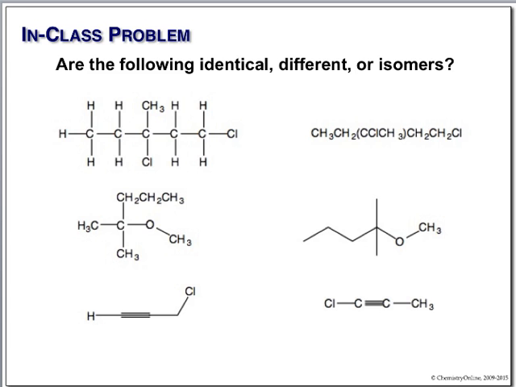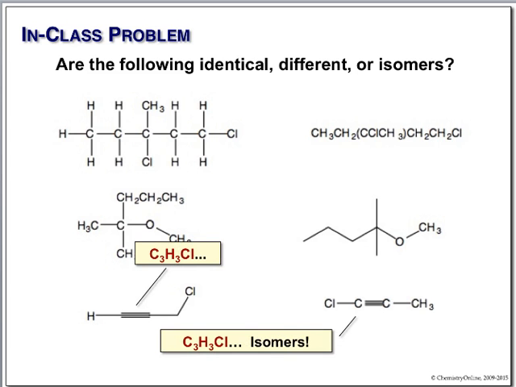Our carbon chain is 1, 2, 3. Our carbon chain here is 1, 2, 3. We have a chlorine in both. We have the same molecular formula. However, this is a chlorine attached to carbon 1. This is the chlorine attached directly to our triple bond. They have the same formula, same numbers and types of atoms, but they're arranged differently. Constitutional isomers.